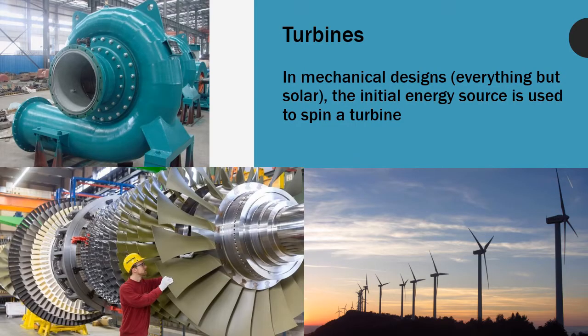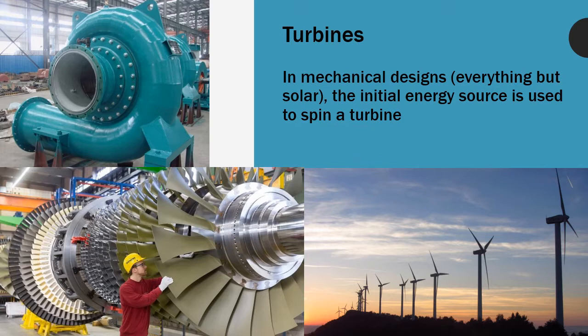So we're focusing on this first part, just on that conversion from one form of energy to the other. And the first step in that process is often a turbine. And this is for mechanical designs, which is basically everything other than solar power. The initial energy, whatever it was, is used to spin a turbine. So in the top left, you have the turbine in a hydroelectric plant, and the pipe is where the water would go through. There's kind of a giant fan blade on the inside.